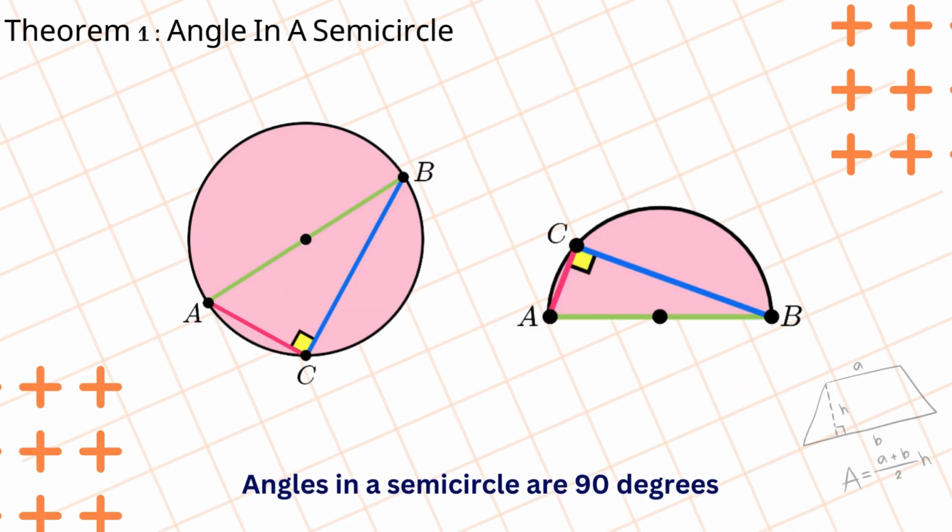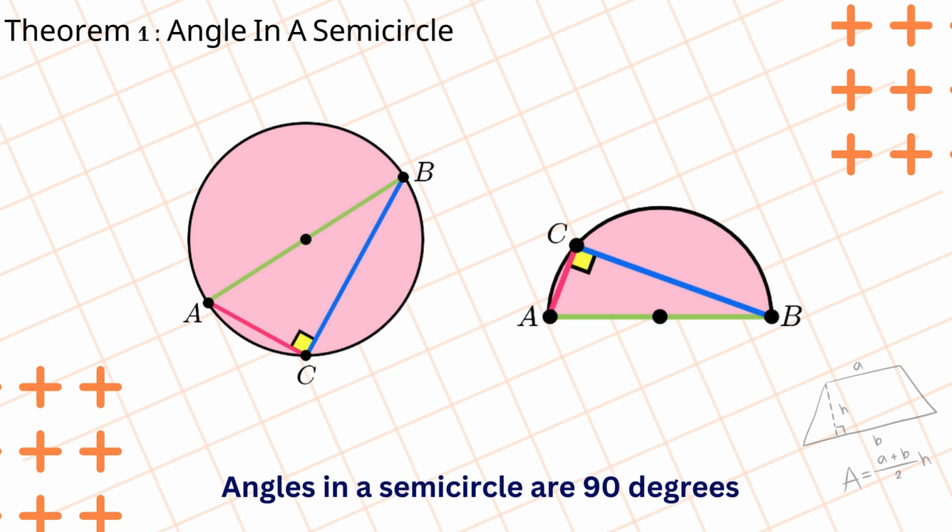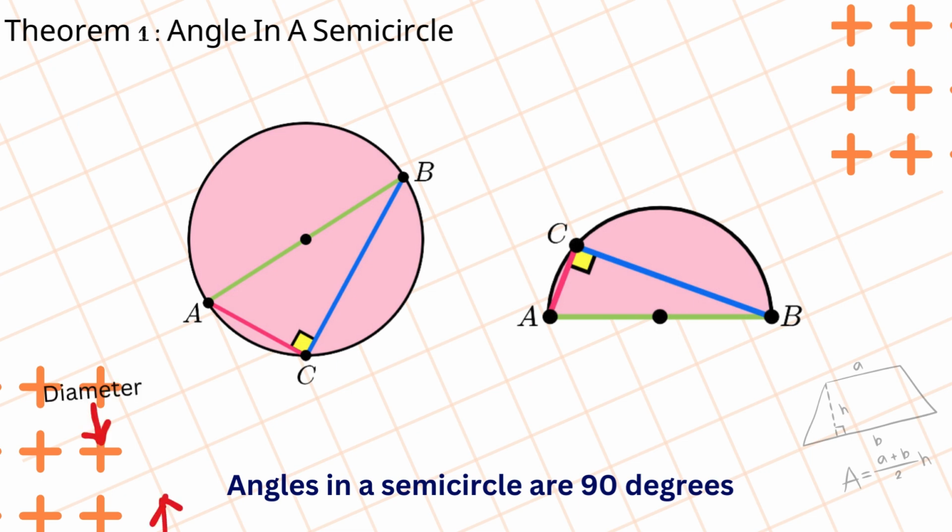Theorem number 1, angles in a semicircle. Angles in a semicircle are created when you join the two ends of the diameter to one point on the circumference using chords. In the above diagram, AB is the diameter of a circle that divides the circle into two. The 2 points A and B are joined to another point C on the circumference using two chords, AC and BC. This triangle is a right angle triangle with a 90-degree angle forming at the arc or point C.